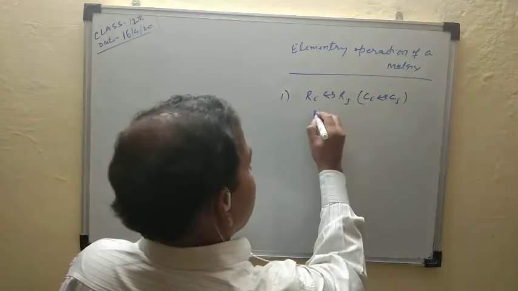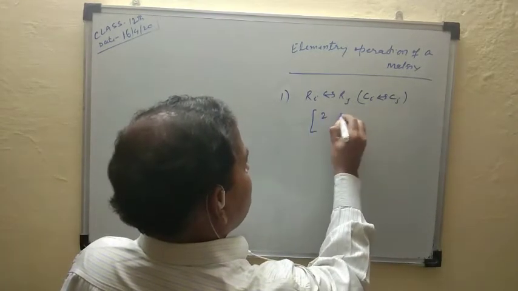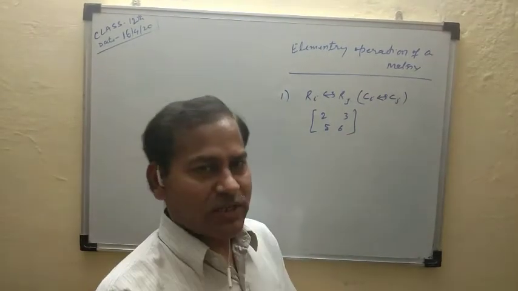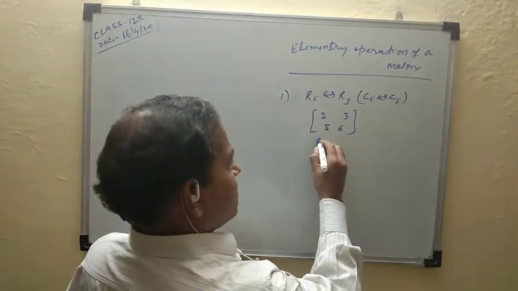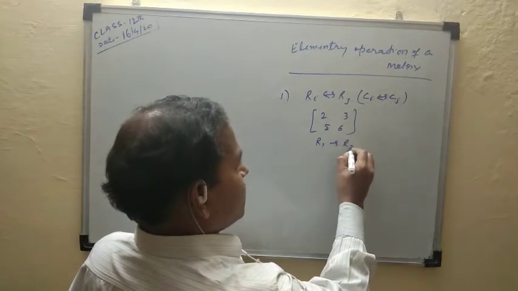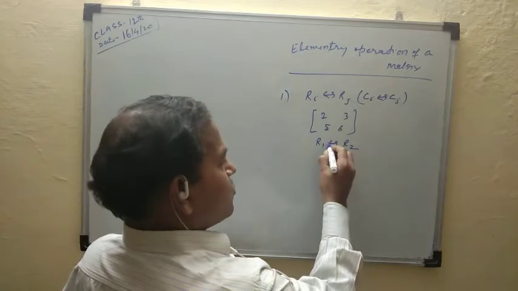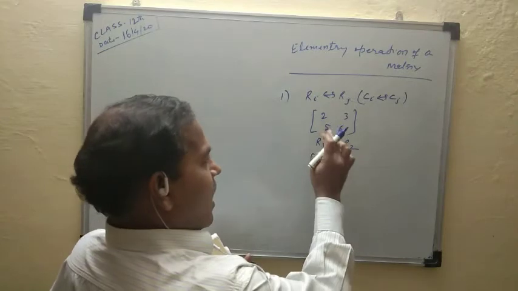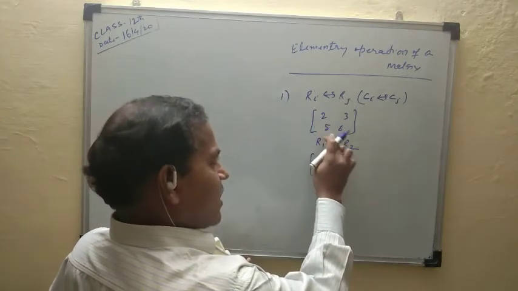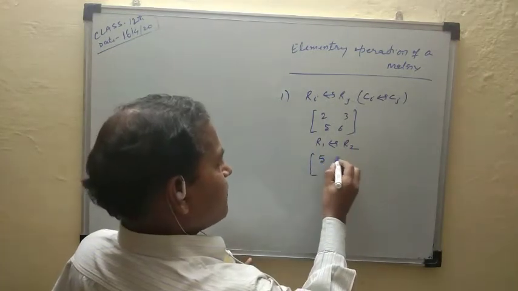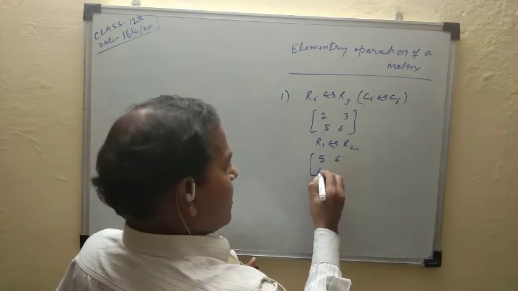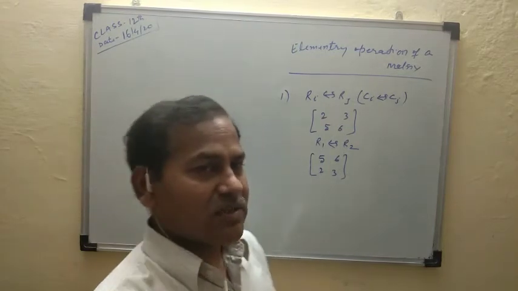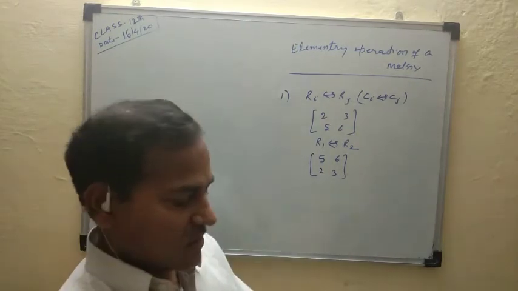For example, suppose this is a matrix 2, 3, 5, 6. Suppose this is a 2 cross 2 matrix, and we use interchange. Suppose R1 changes into R2 and R2 changes into R1. So R1 becomes 5, 6 and R2 is 2, 3. So, when R1 and R2 are interchanged, we get a new matrix.